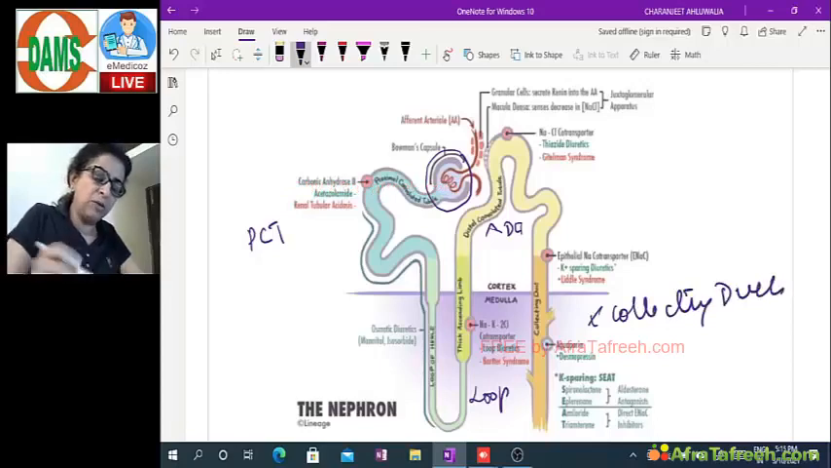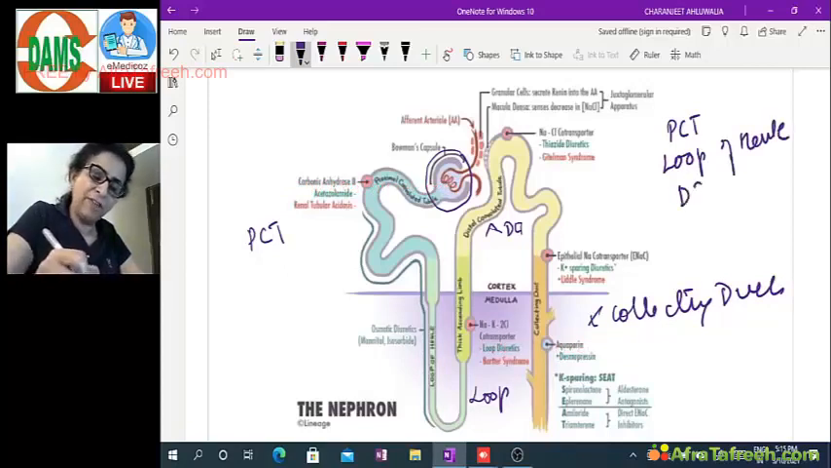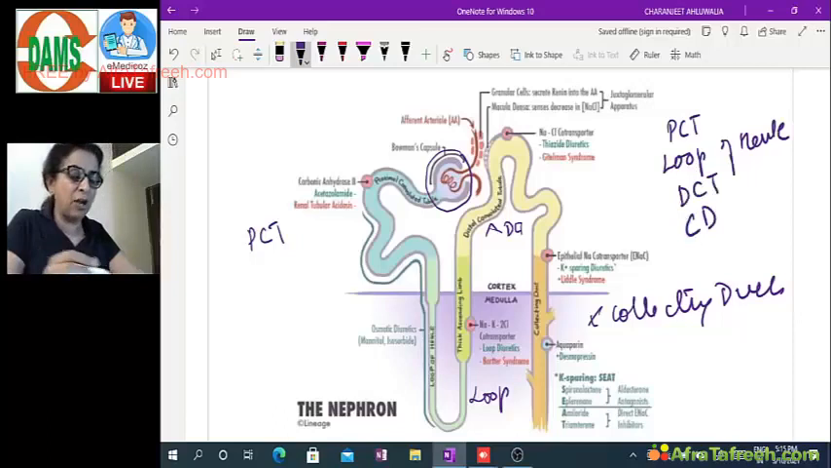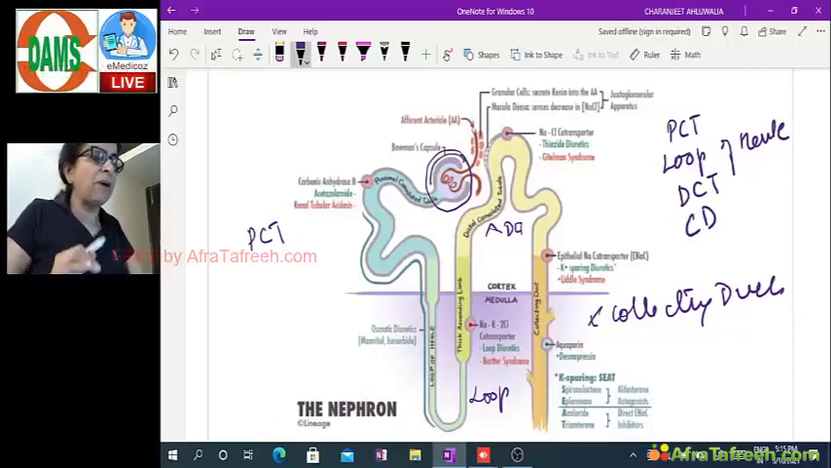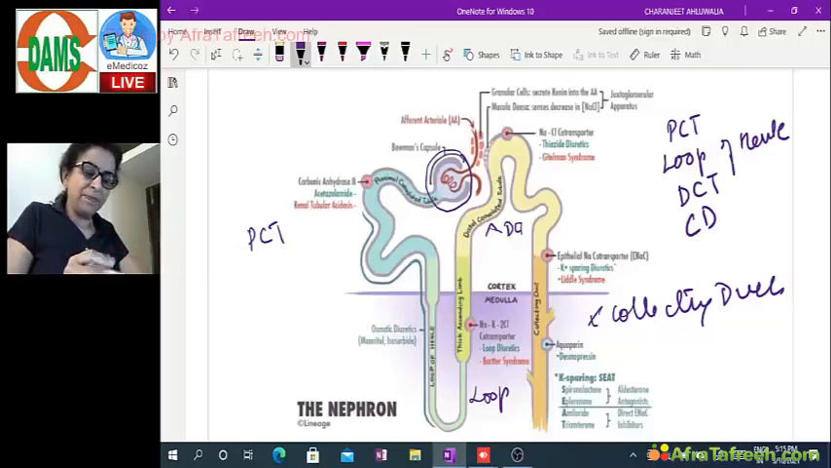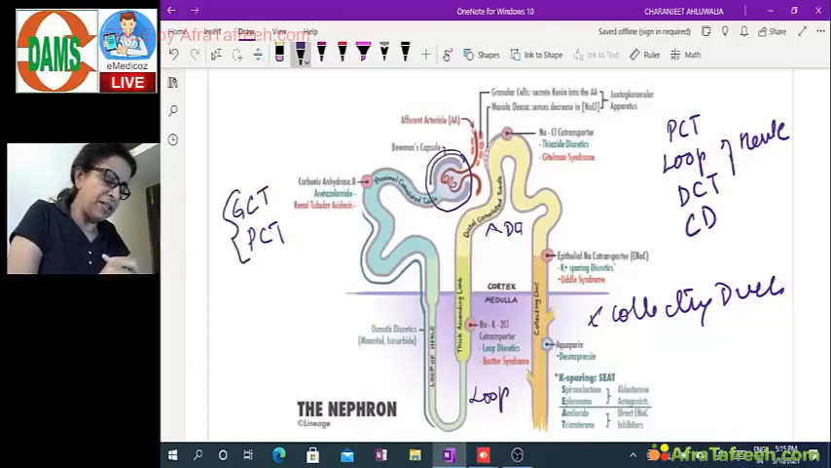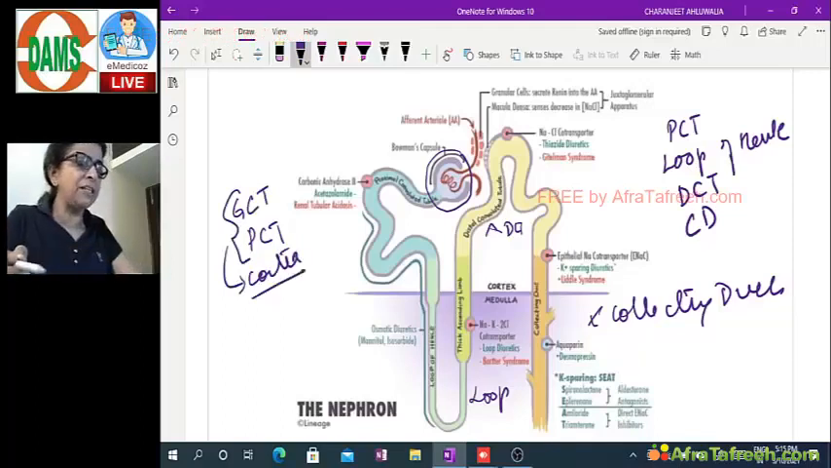What are the parts of the tubules? We have the PCT, the loop of Henle, the DCT, and the collecting ducts. Now, what part of the nephron lies in the cortex and what part lies in the medulla? Most of the glomerular capillary tuft and the PCT lie in the cortex. The glomerular capillary tuft and the PCT.